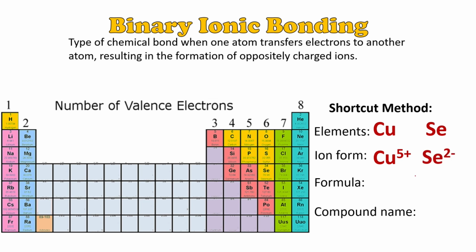Now, doing the crisscross, 5 going to the bottom of Se and 2 going to the bottom of copper. So it becomes Cu2Se5.